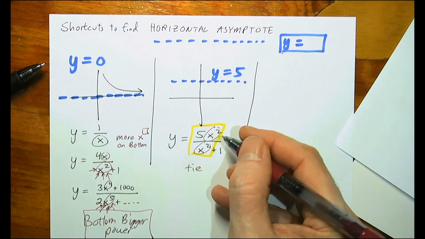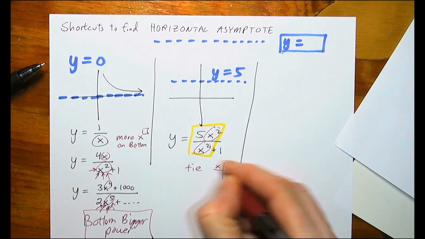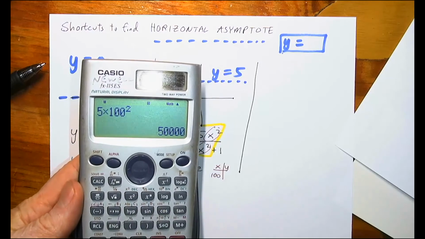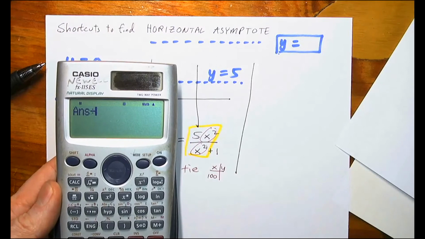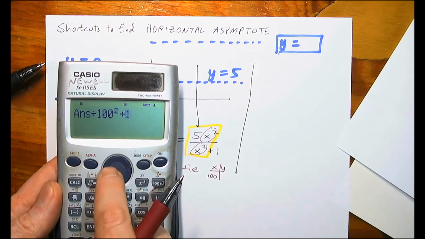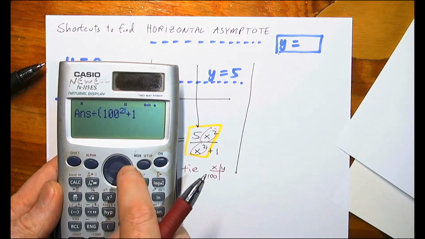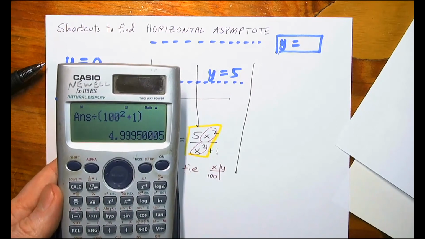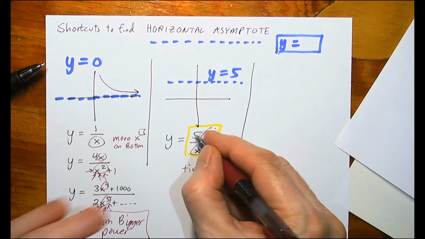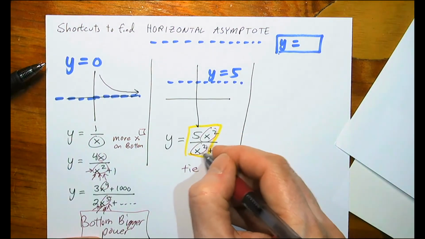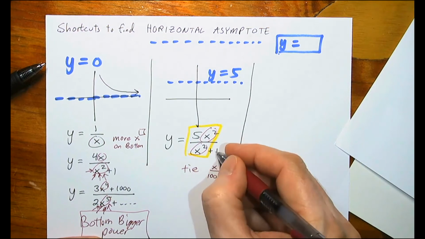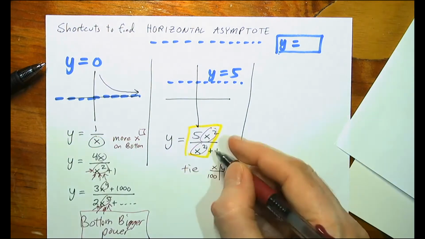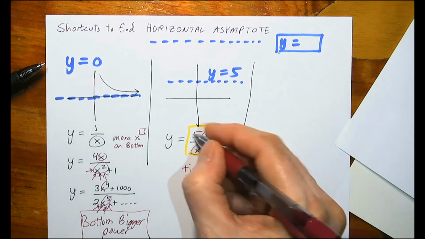If you put in a big number like, let's try 100. When you go 5 times 100 squared, you get something big, divided by 100 squared plus 1. Oops, I better use parentheses there. Just make sure that's all in the bottom. Then my answer is, what's that close to? That's close to 5, isn't it? Because if you do 5 times 1,000,000 squared over 1,000,000 squared plus 1, who cares about the dollar? This dollar is insignificant. So if you see a tie, just look at the numbers in front.